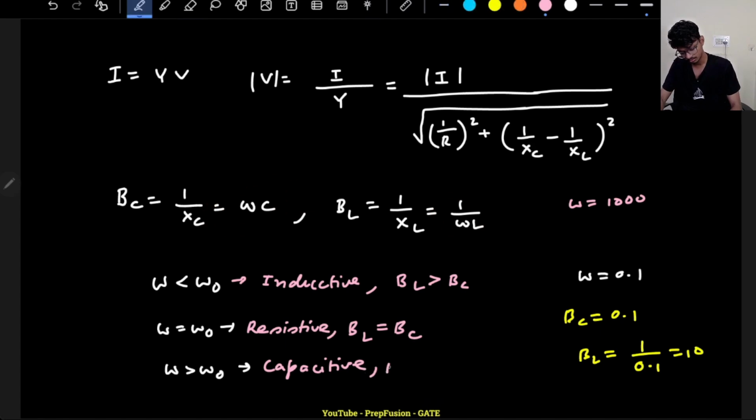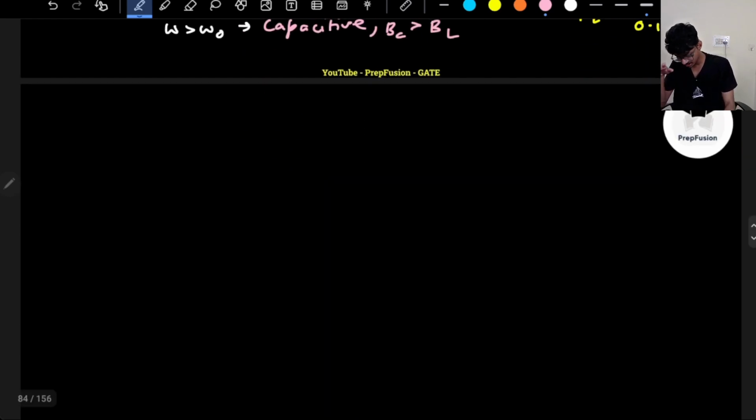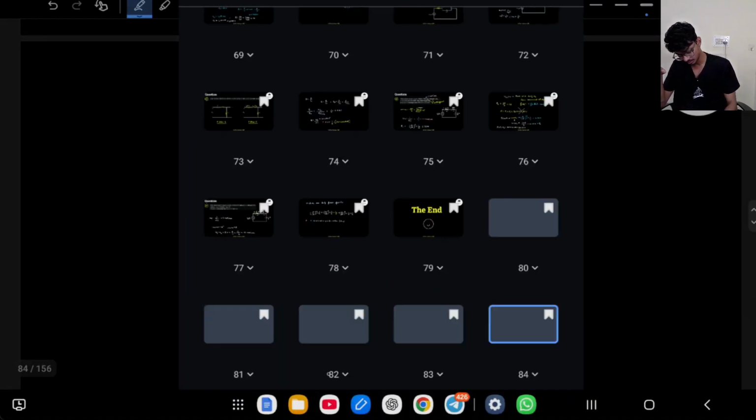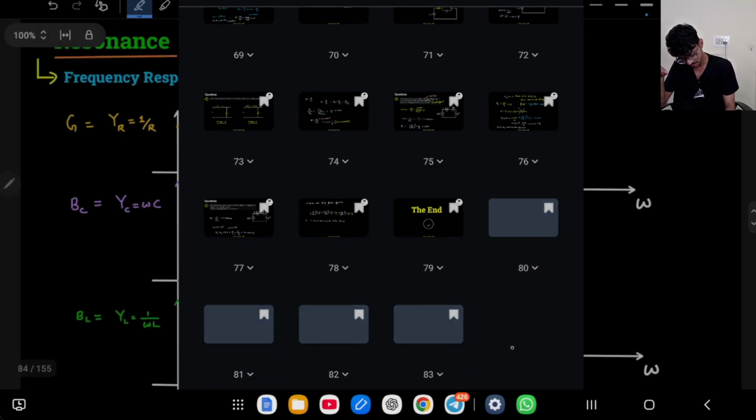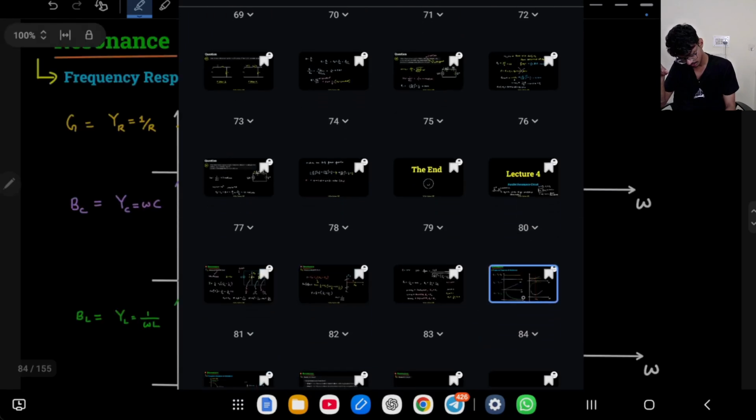Your BC will be greater than BL. So it will behave as capacitive. So this is the graph. Basically I will plot the graph as well. I will draw the graph as well. Let me delete these things. Yeah, here is the graph.